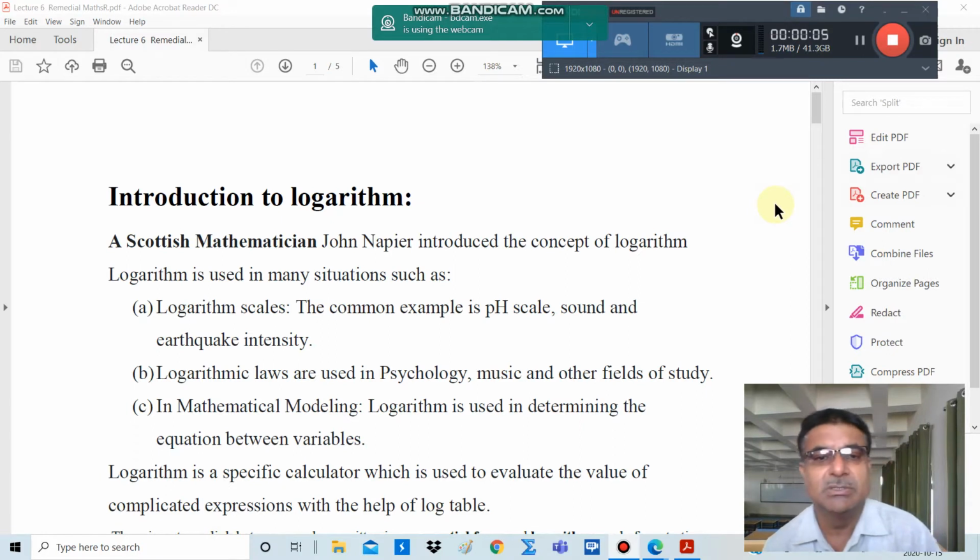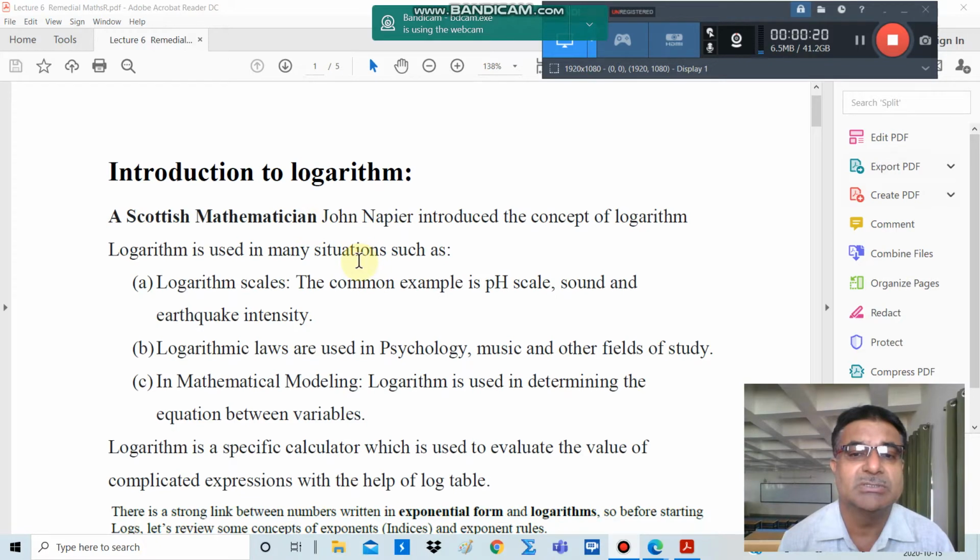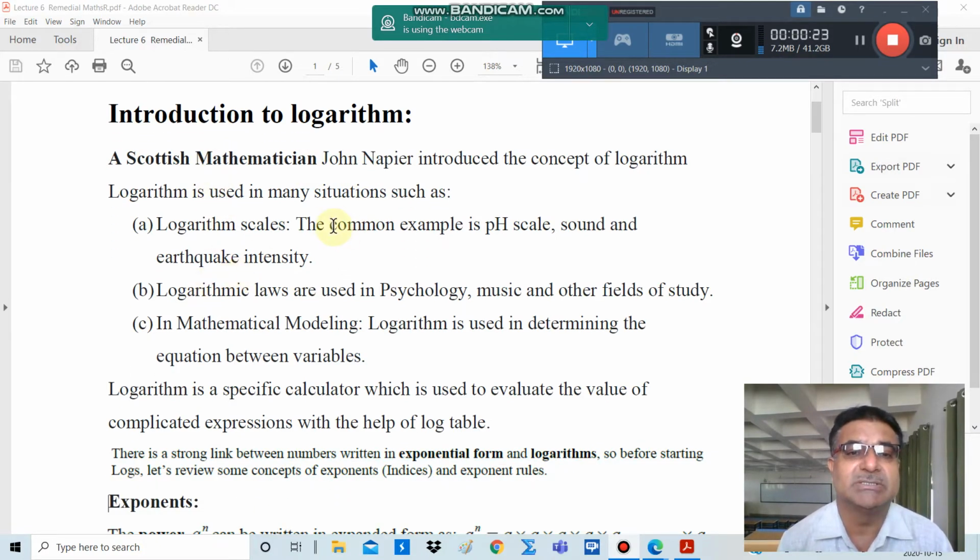Today I will discuss the term logarithm. Now the introduction. Scottish mathematician John Napier introduced the concept of logarithm. Logarithm is used in many situations such as logarithm scales. The common example is the pH scale. When we find the pH of a liquid, we use a formula in which logarithm is used. Also, to measure the intensity of sound and earthquakes.